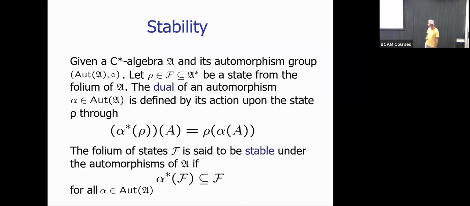And now we say that the folium of states should be called stable under the automorphisms of the algebra if we have exactly this invariance property, that the dual automorphisms applied to the folium should not leave the folium for all automorphisms of the algebra.